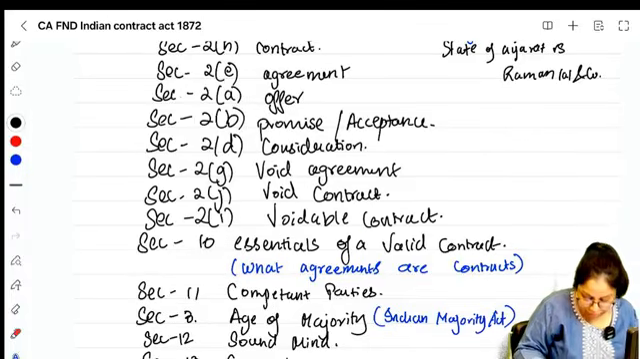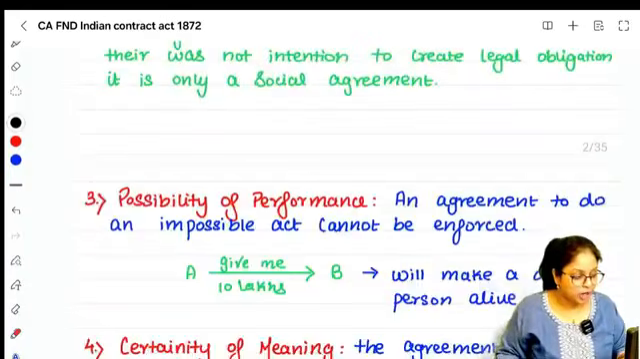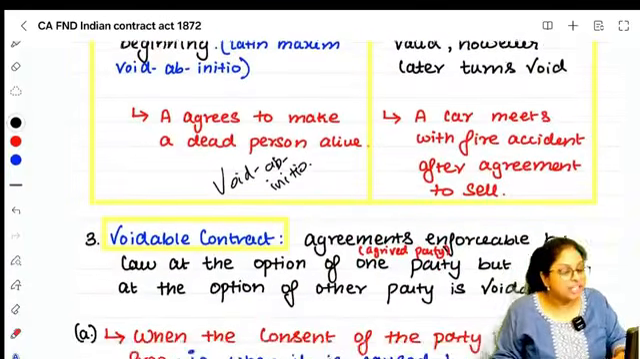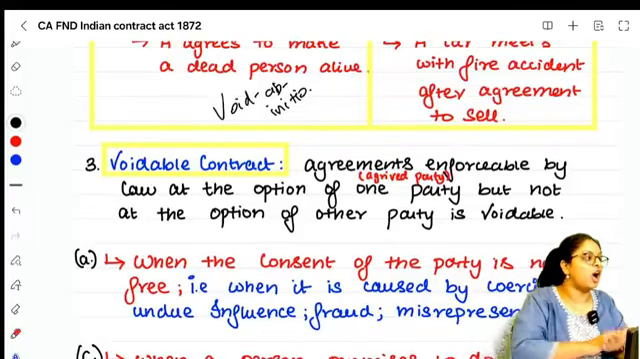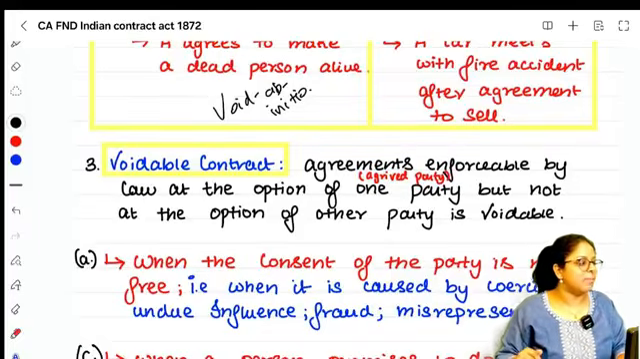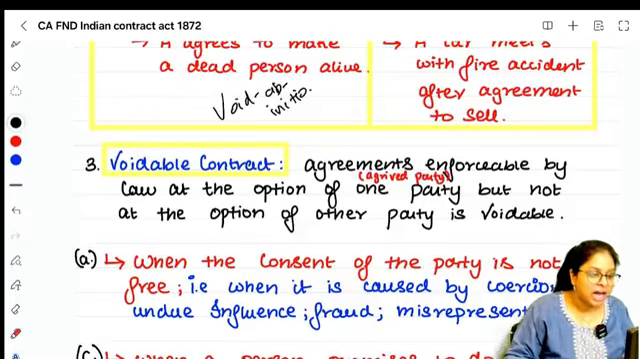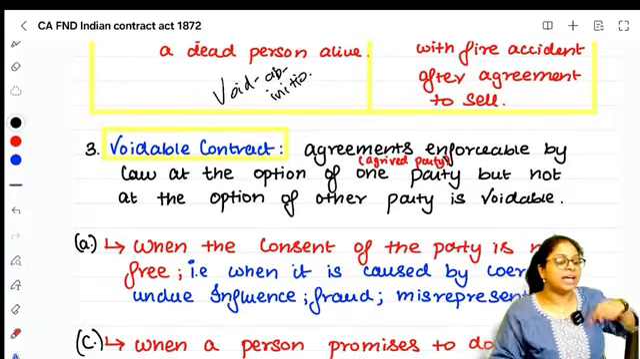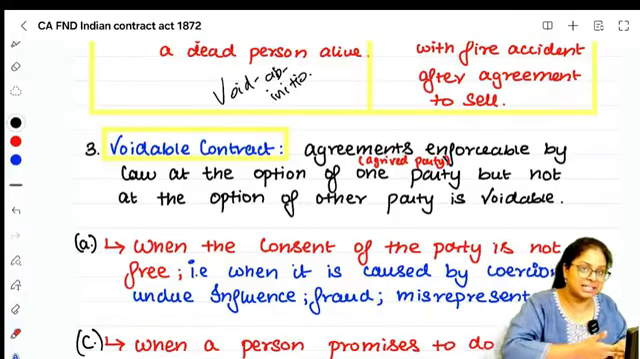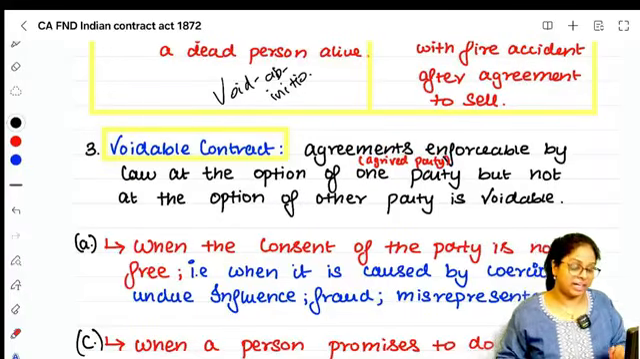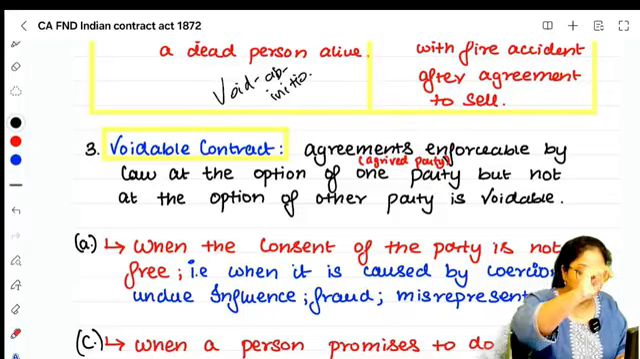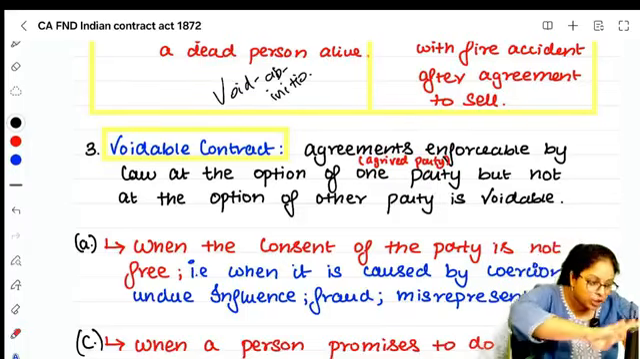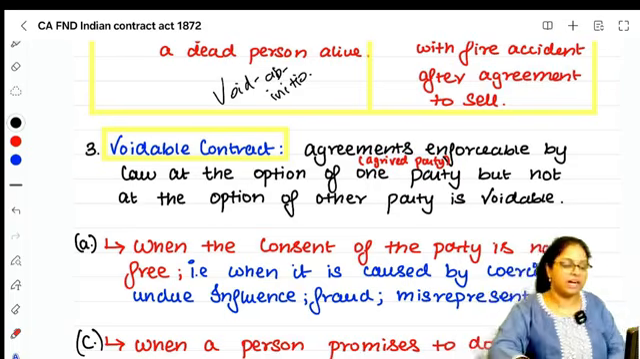What do you mean by a voidable contract? A voidable contract is a contract, very good Akshaya, which is able to become void at the option of the aggrieved party. Who is the aggrieved party? If the contract was obtained by coercion, then the person on whom coercion was exercised becomes the aggrieved party. If he thinks he can go to the court and make the contract void, it's a voidable contract. That is, it's able to become void, but at the option of the aggrieved party.